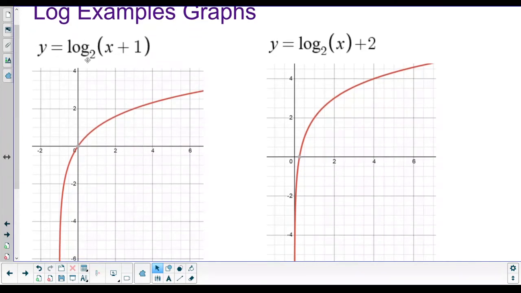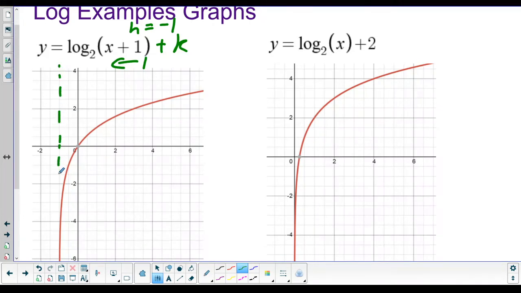The first one we have here is y equals log base 2 of x plus 1. So this plus 1 is our h value, but remember it is reversed from the sign it actually is. So h equals negative 1, and we're going left 1. We don't have a k value here, so it's not going to shift up or down. So we can see here at negative 1, there's our asymptote at x equals negative 1.